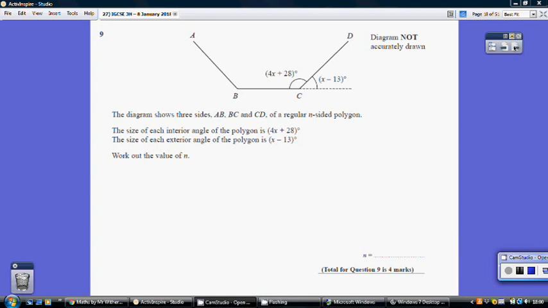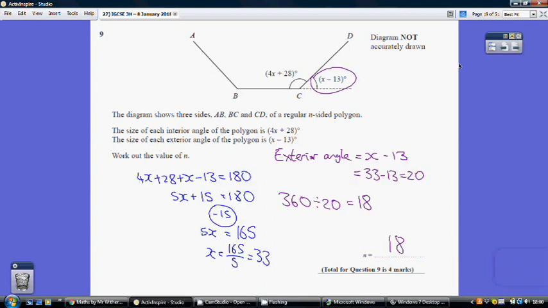Question 9. Now this is quite complicated really. There's 2 bits going on here. We've got to construct and solve a linear equation, and then we've got to use our knowledge of exterior and interior angles to work out the number of sides.